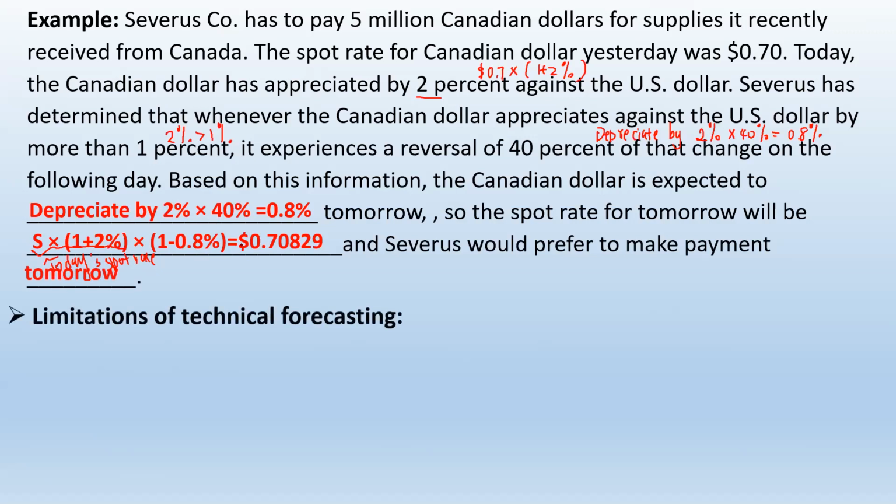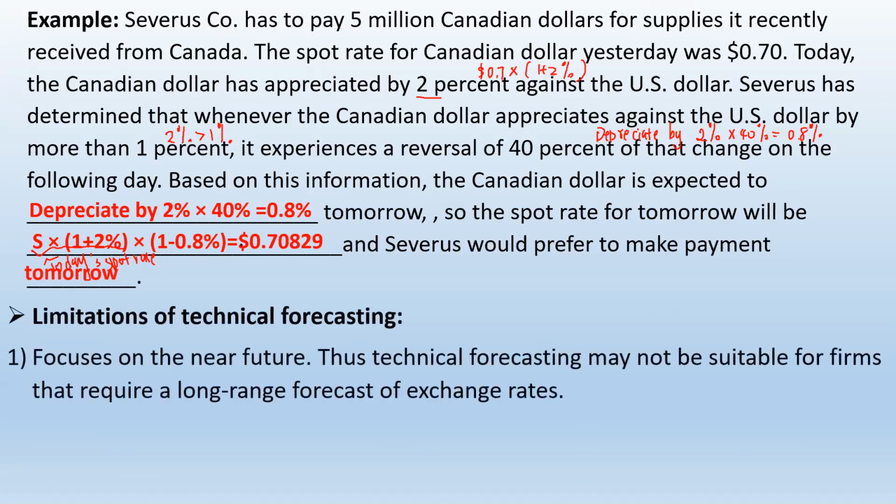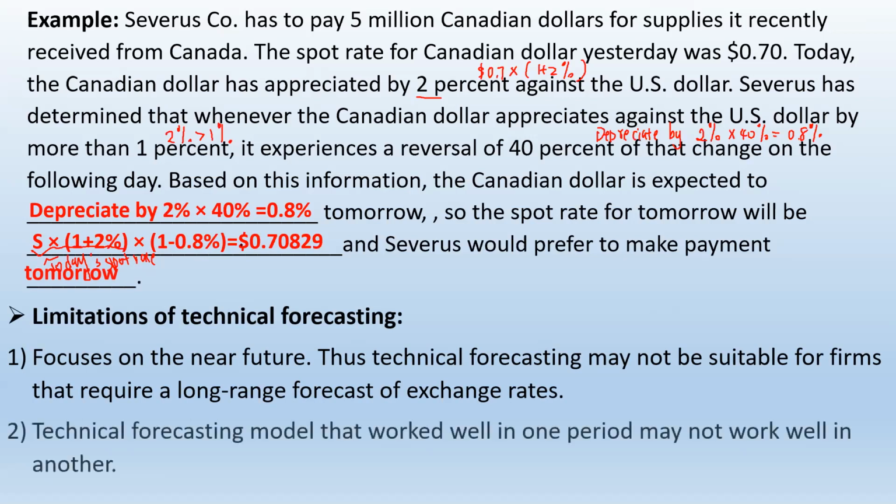And there are several limitations of technical forecasting. First, we can only use this to forecast the near future movement. We cannot do long-term forecasting. Second, sometimes it works well in one period, but as time changes, it doesn't work well in another period.